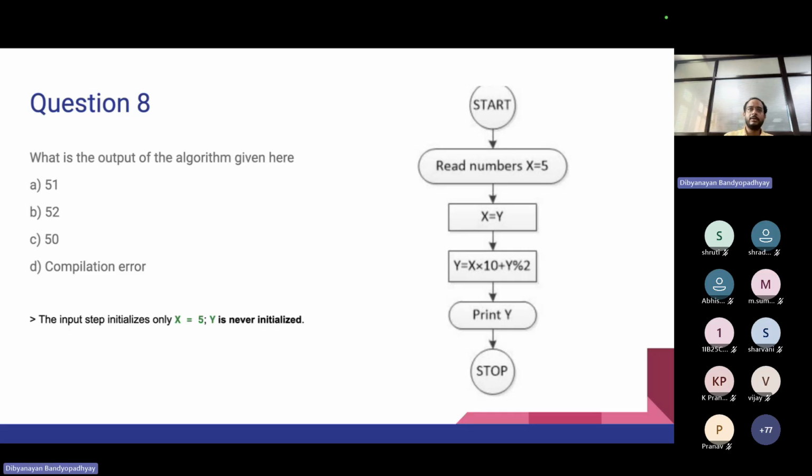So any questions regarding this? This is an important concept actually. Anybody have any question?